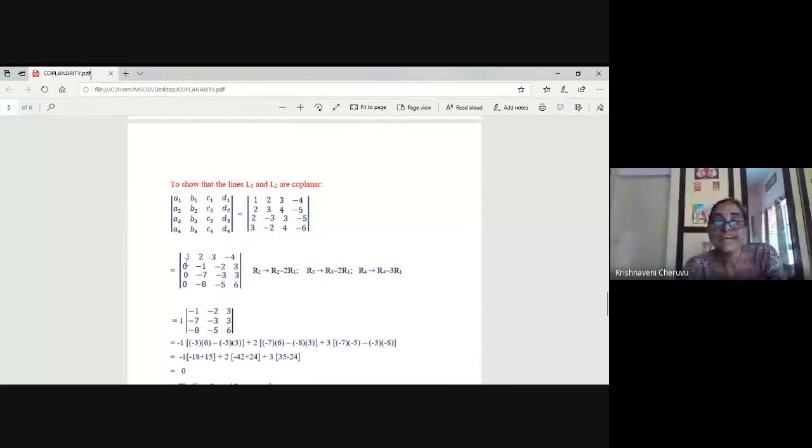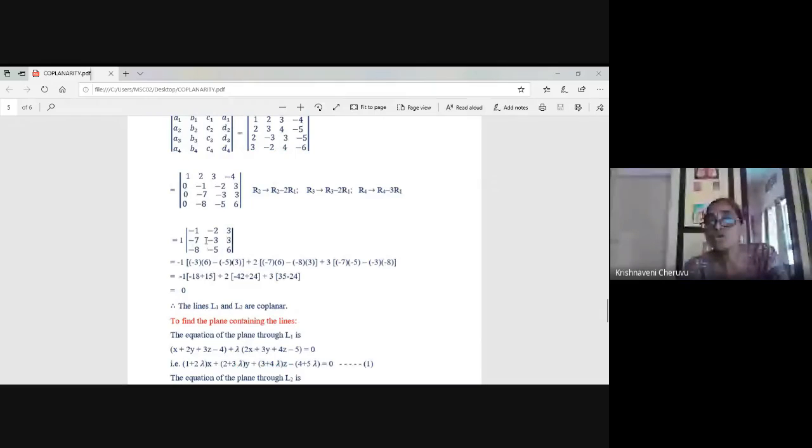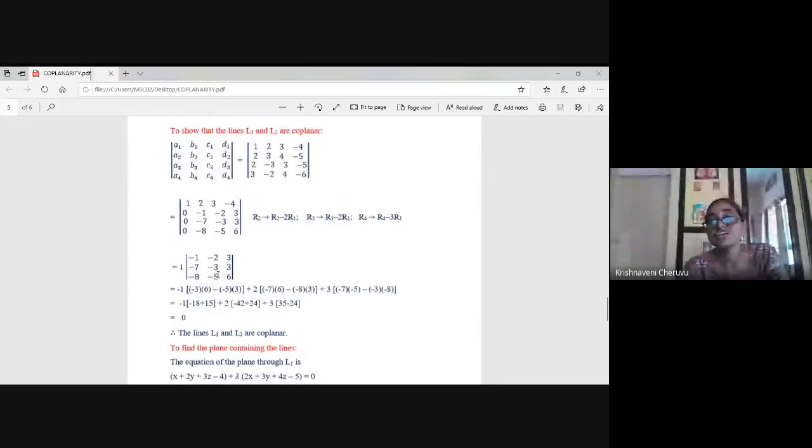So if I expand the determinant along the first column, 1 into, you ignore the first row and first column, girls. So 1 into means if you ignore the first row and first column, you will have the minor like this. This is the minor. So determinant of minus 1, minus 2, 3, minus 7, minus 3, 3, minus 8, minus 5, 6. Okay. So now you have here the determinant of a 3 by 3 matrix. You know how to expand a 3 by 3 matrix determinant.